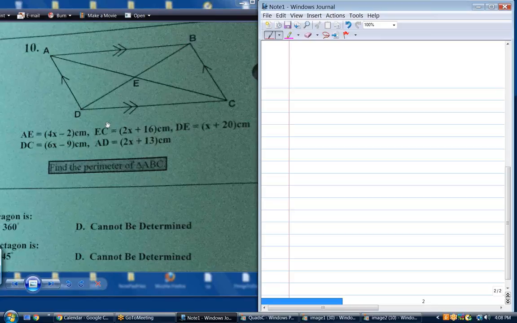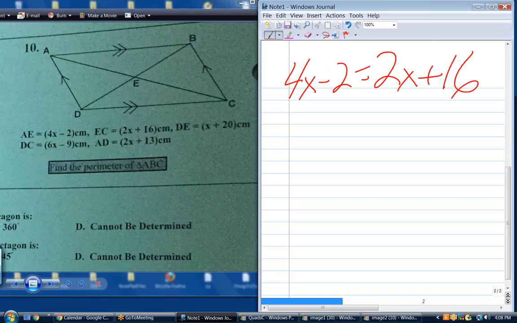Okay, so let's solve for x. If AE equals EC, what equation can I write? 4x minus 2 is equal to 2x plus 16. Solve that for x. That's only one equation, one variable. We should be able to solve it for x. So that's 2x equals 14. Make sure you add 2. Oh, 18. So there's x. X equals 9.